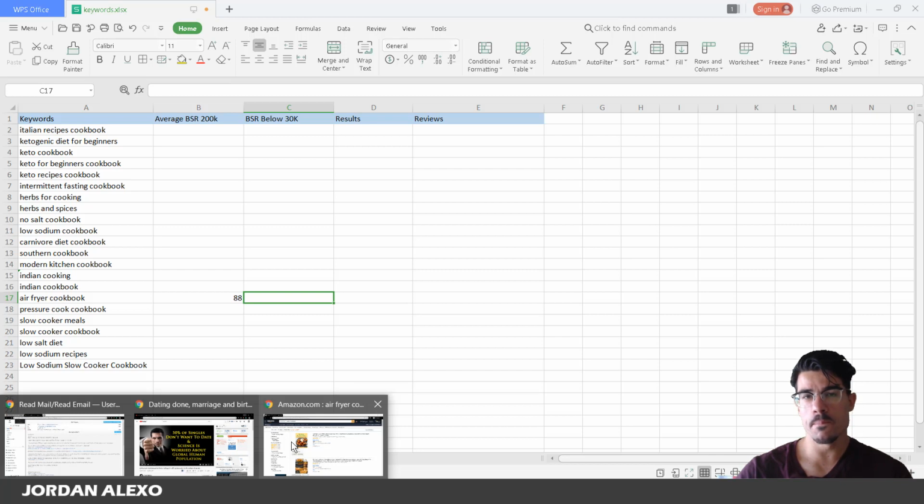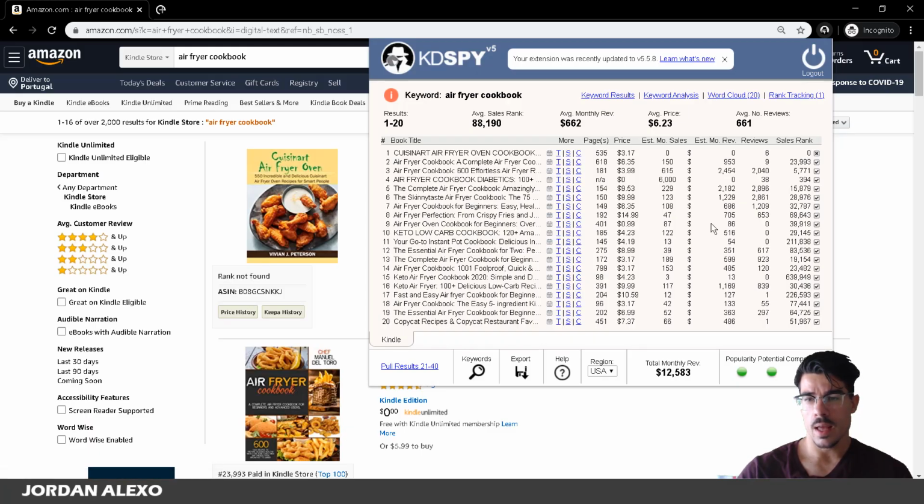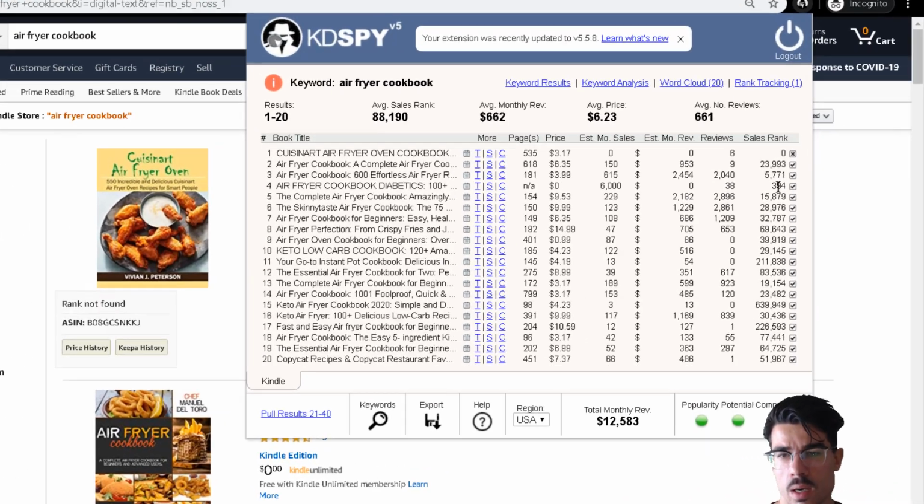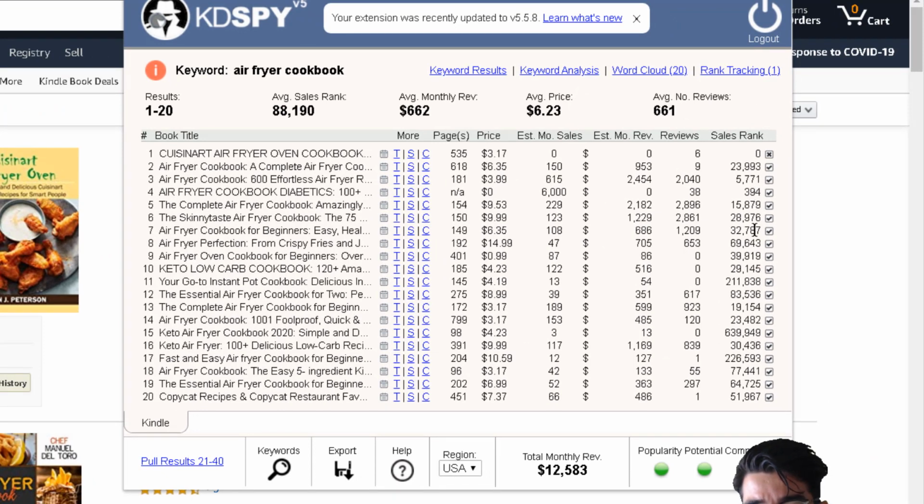And now I want to see a few hitters. What I mean by this is a few books in this list that have below 30,000 BSR, because this means that if I publish a book over there, there's a good chance that my book will hit a home run. Okay, that is what I want. And you can see that you have plenty of books like that. You have 1, 2, 3, 4, 5. This is a bit above. 5, 6, 7, 8, 9. So it seems like 9 books in total. That is a lot of books.